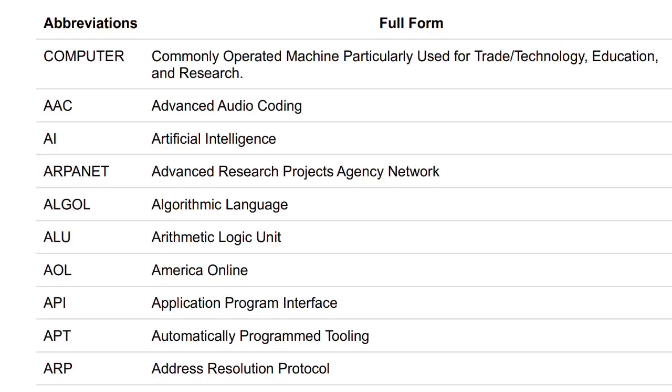Today we will focus on some abbreviations that are used in computer technology. Firstly, we have computer. Computer full form is commonly operated machine, particularly used for trade, technology, education and research. AAC. AAC full form is Advanced Audio Coding. AI. AI stands for Artificial Intelligence. ARPANET. ARPANET stands for Advanced Research Project Agency Network.